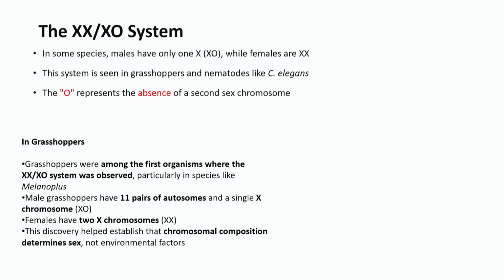Now, let us come to the XX and XO system. This is again a bit of repetition. We have seen this XO system in case of grasshopper. When it was discovered, don't forget, it was McClung and Sutton. They were working on a grasshopper and were the first to show that grasshopper has the XX-XO system. Sutton was the one working on the chromosomal theory of inheritance, and McClung was actually his teacher. So, the credit for this system in grasshopper goes to McClung, who was the teacher of Sutton, right.